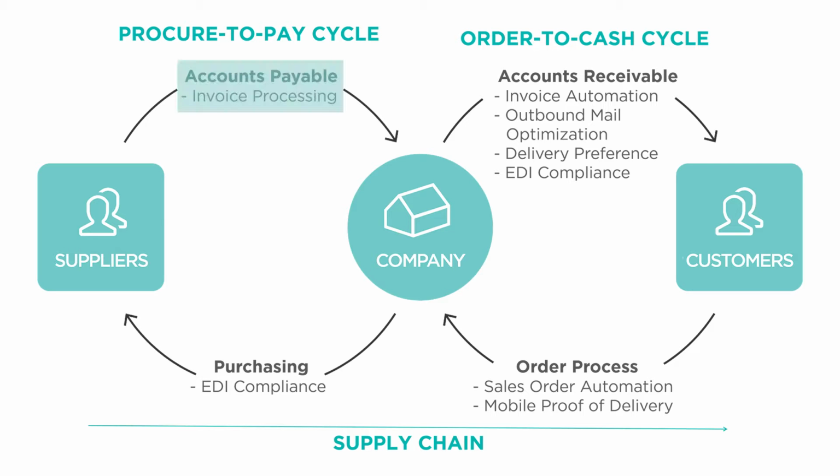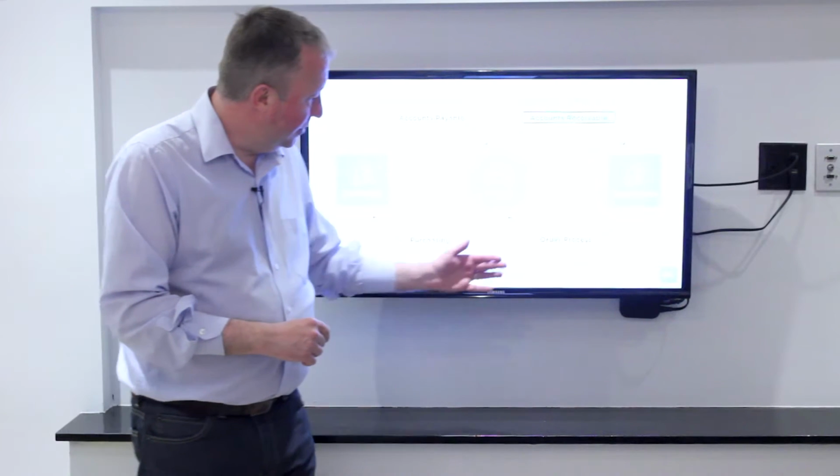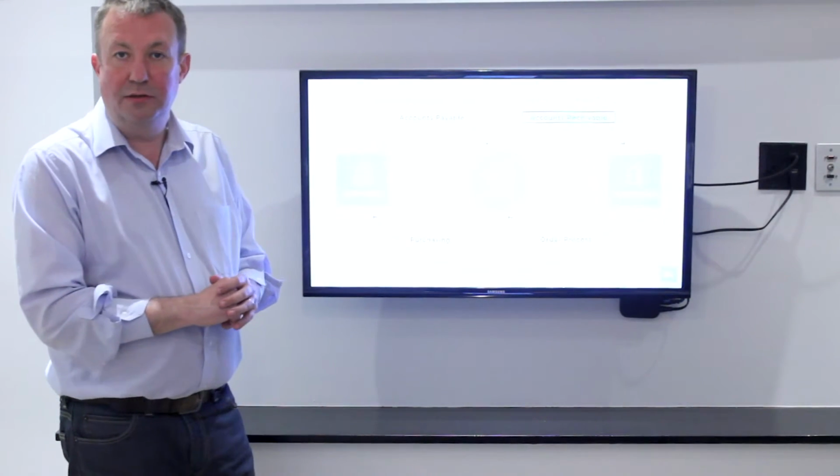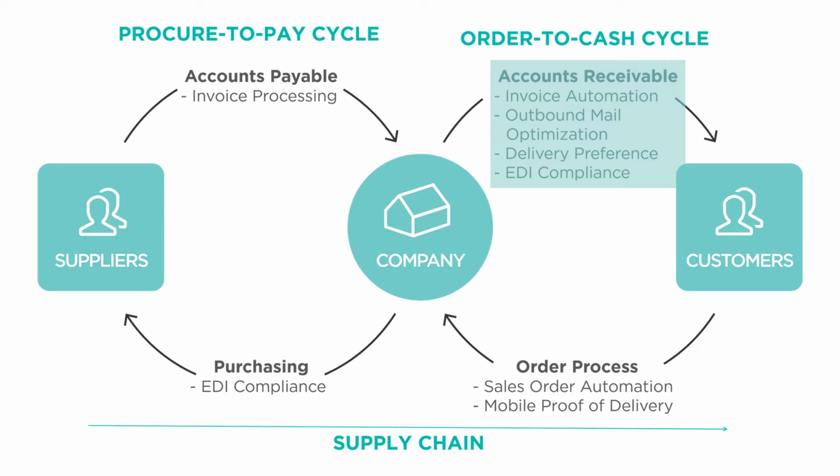Maybe it's accounts payable and the invoice processing of it. Maybe it's the sales order automation and the proof of delivery. Maybe even it's purchase orders leaving the business. But in this presentation, I want to talk to you about accounts receivable.